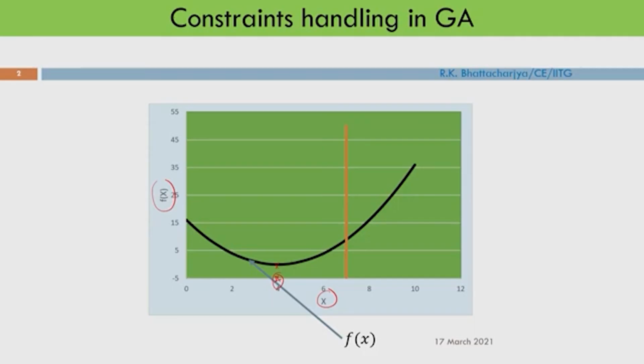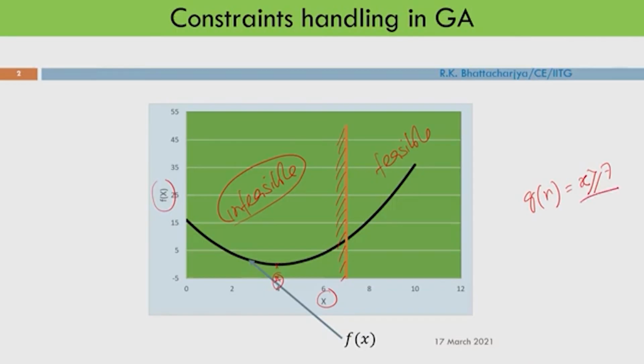Now, we have a constraint and this is the constraint. As per this constraint, any solution on this side is infeasible. Any solution in this part will be infeasible and this is the feasible part. That means the solution should be greater than 7. Suppose g(x) is x greater than or equal to 7.